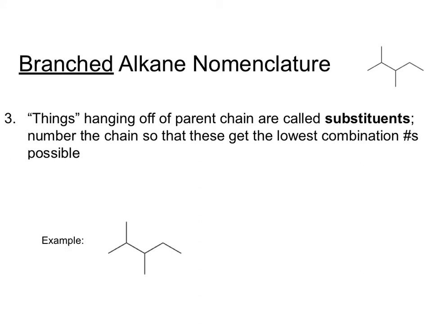So our next step, there's a lot more for the branched alkanes, is that those things hanging off the parent chain are called substituents. You've heard me talk about them before. And you're going to number the chain so that the substituents get the lowest possible combination of numbers.